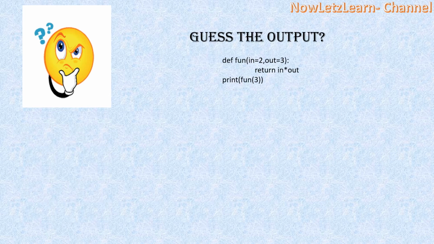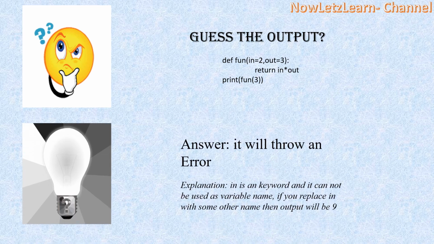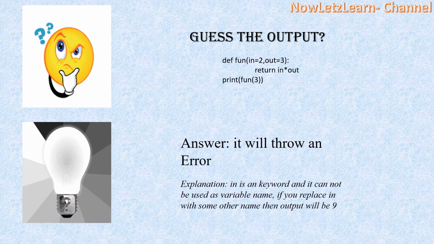Okay, this function looks normal, right? You have two variables, in and out. You're giving the values and you're returning the multiplication of both values and printing it. So I don't think anything should go wrong, right? Let's check. Now it will throw an error.